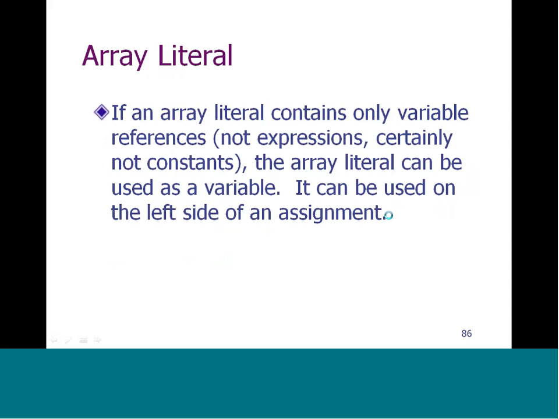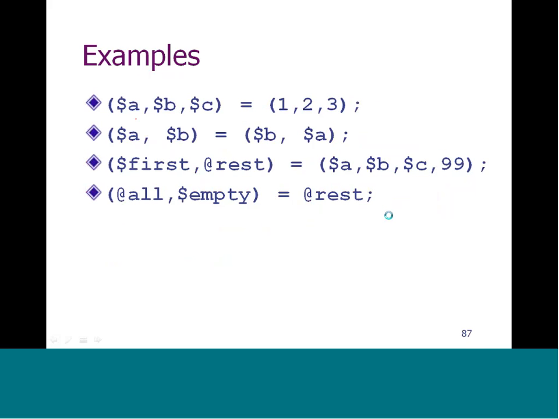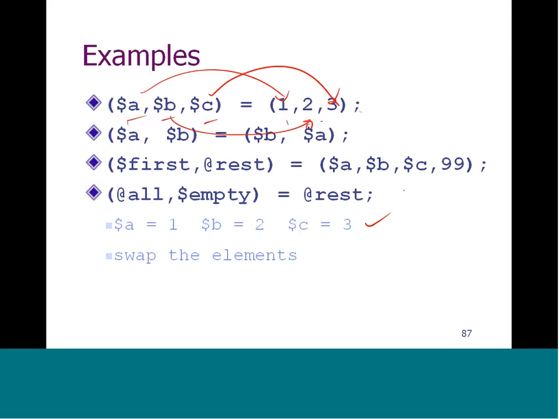So let's see some array literals. Here $A, $B, $C equals 1, 2, 3. What this means is that $A gets 1, $B gets 2, and $C gets 3. So let's define that here. And then the second command is $A, $B is equal to $B, $A. Even though you can see that they are the same, this is what is called a swap. So we just swap the elements, so now $A becomes 2 and $B becomes 1.